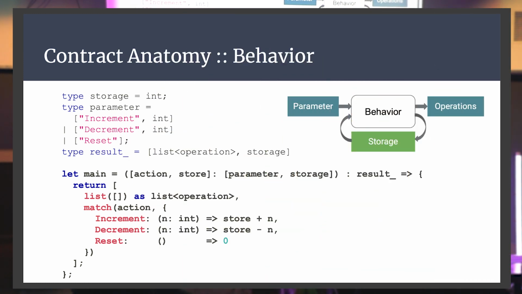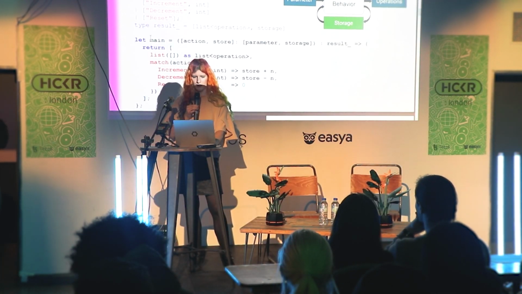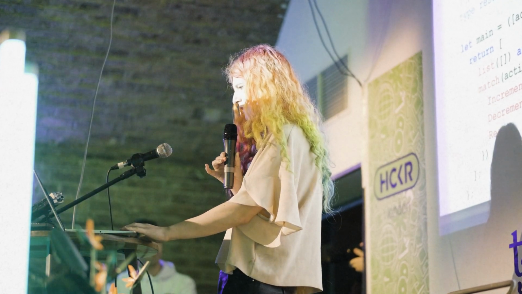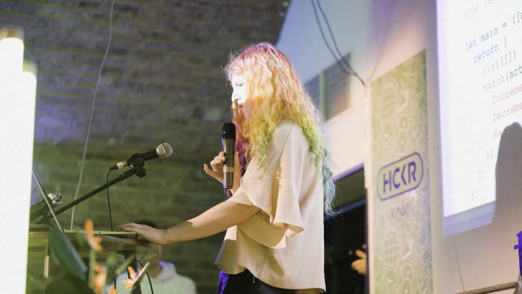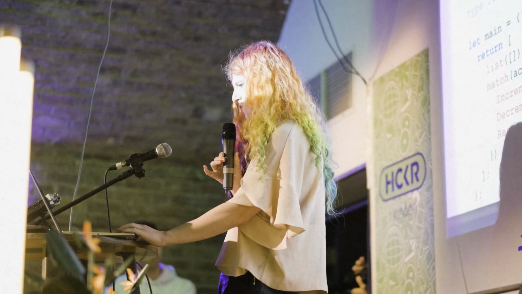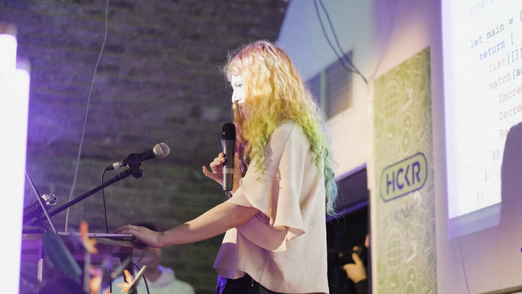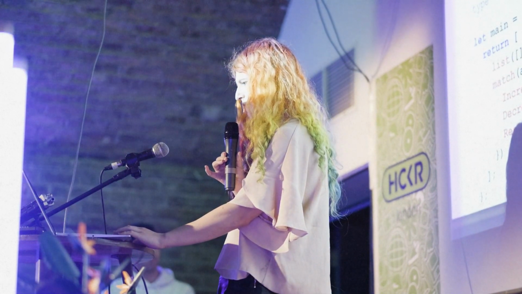So what we will do is we will declare our main function here, and we will take two function parameters. The first one is the action, the parameter here, and the second one is the storage. So we take action, which is a parameter, and store, which is a storage, and we will return, so this is the type of what we return, the result.